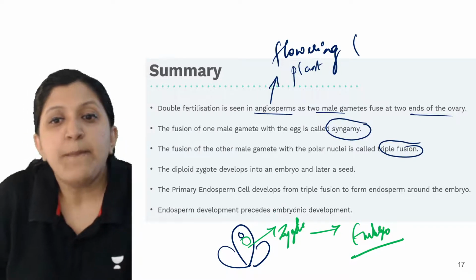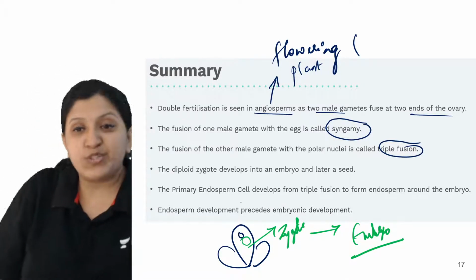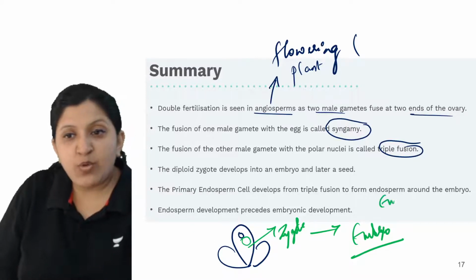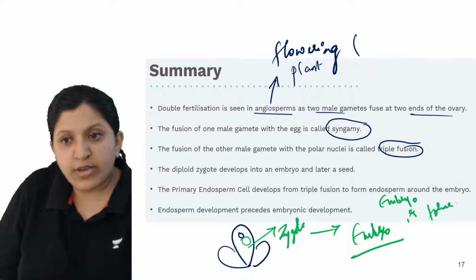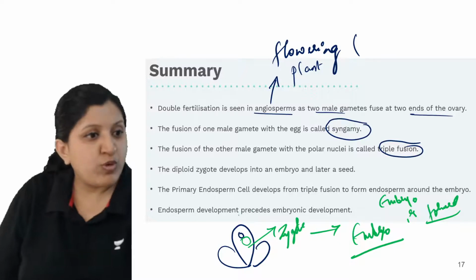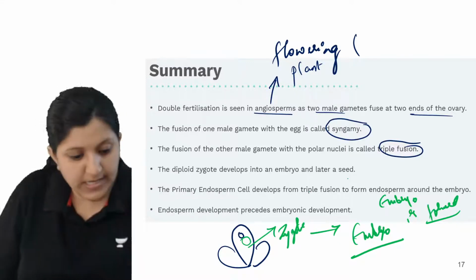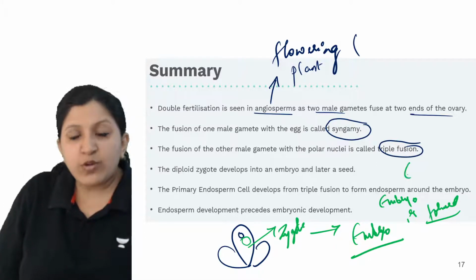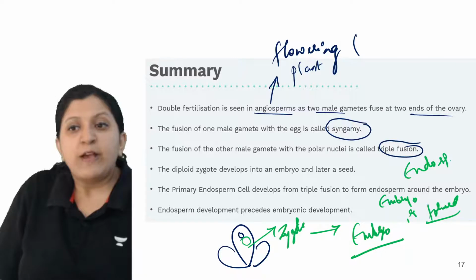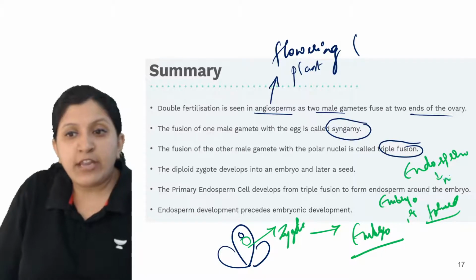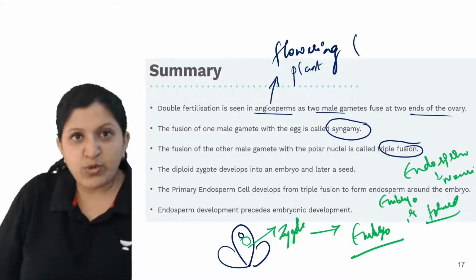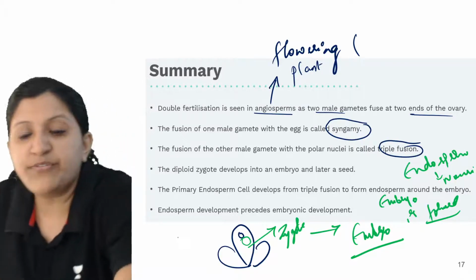Endosperm development precedes embryonic development. What is the meaning of this? Even before the embryo is completely formed, the first and foremost thing to be done is that there is an endosperm requirement. So the endosperm has to be produced first so that it can provide nourishment for the embryo development. Okay, so this is about fertilization.